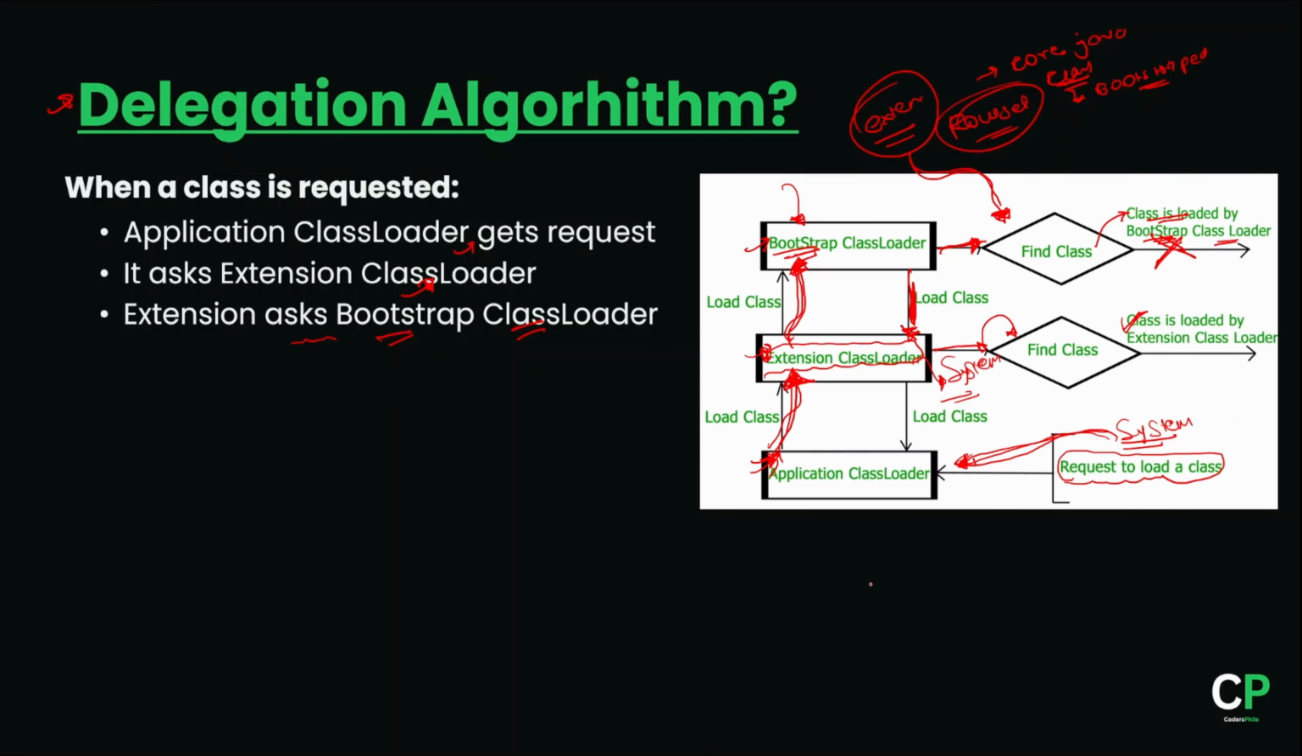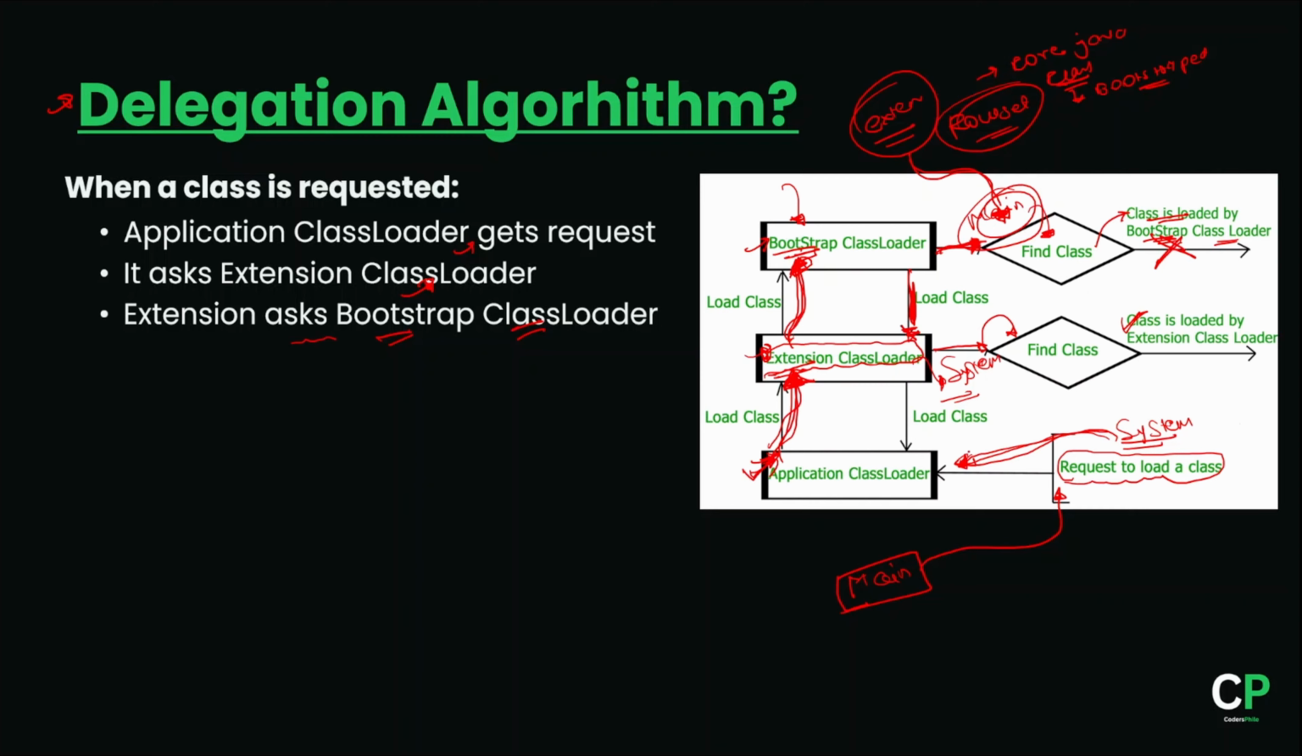Now suppose there is some class, let's say the class that we have written, that is Main, and the JVM requests the class loader to load this Main class. So first the application class loader will get this request to load the Main class. It does not directly load the Main class. First it passes this request to its parent, the extension class loader. Then the extension class loader will pass this request to the Bootstrap class loader. Now the Bootstrap class loader will see whether this Main class is one of the core Java classes or not.